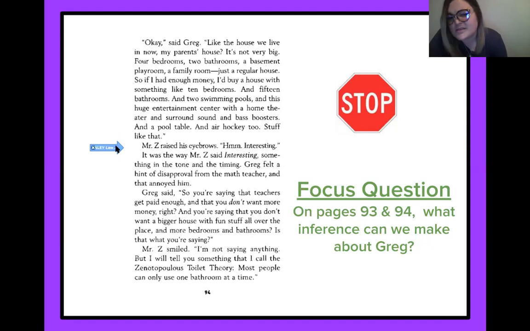Interesting. It was the way Mr. Z said, interesting. Something in the tone and the timing. Greg felt a hint of disapproval from the math teacher, and that annoyed him. Greg said, so you're saying that teachers get paid enough and that you don't want more money, right? And you're saying that you don't want a bigger house with fun stuff all over the place and more bedrooms and bathrooms? Is that what you're saying? Mr. Z smiled. I'm not saying anything, but I will tell you something that I call the Xenophobe toilet theory. Most people can only use 1 bathroom at a time.